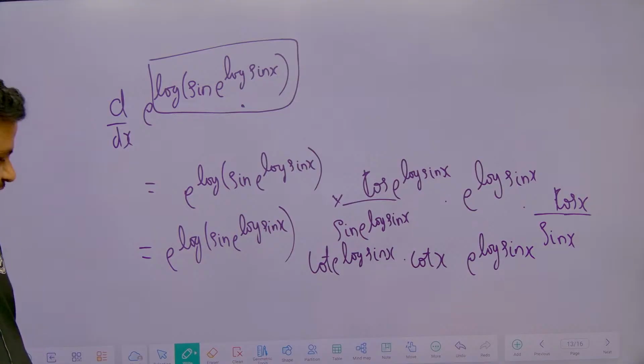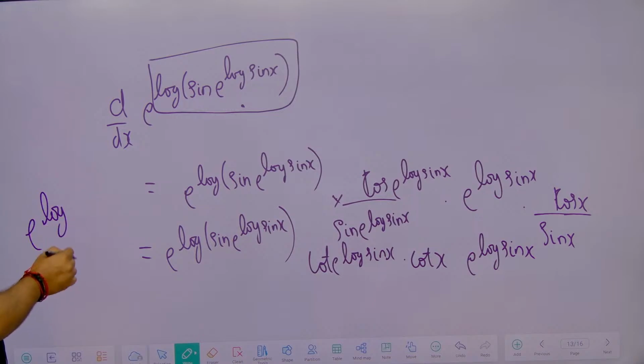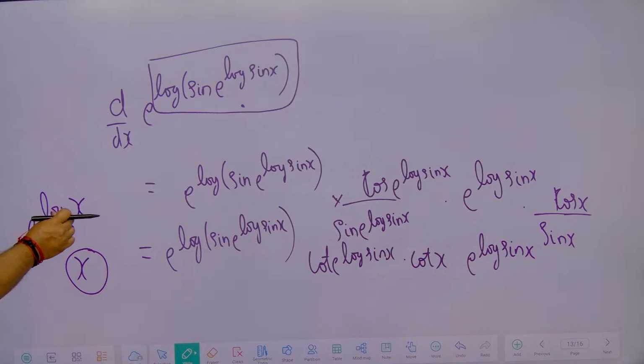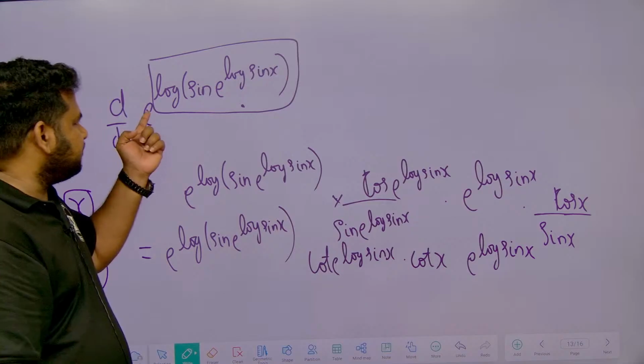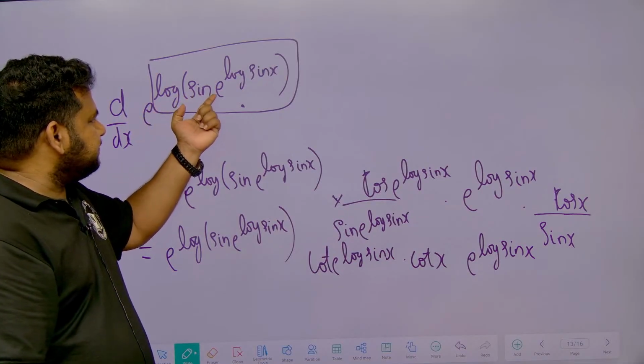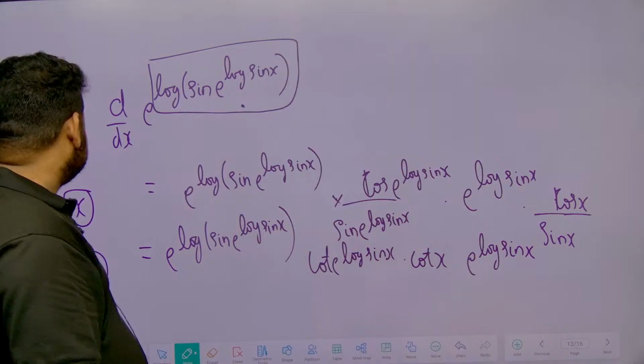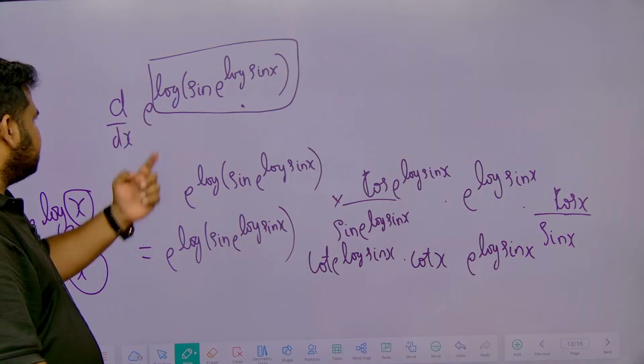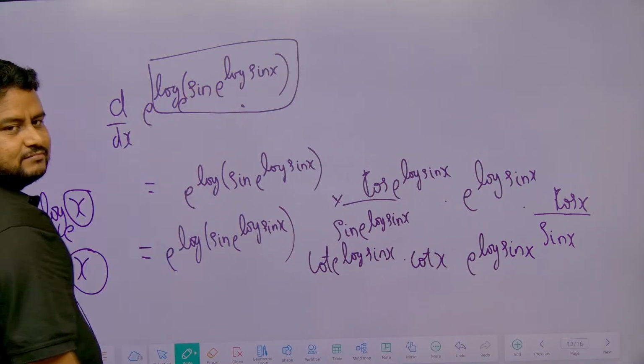If you know the basic formula, that is e power log of anything, let me take log of x to the base e, e power log x to the base e, the answer will be x only. Always it will be base e. So d by dx of e power log sin x, the answer will be whatever is inside.